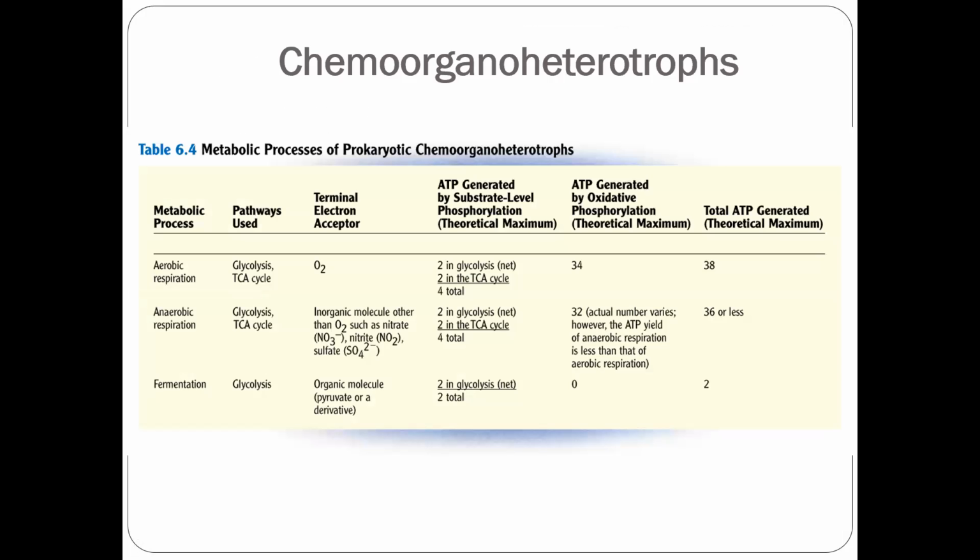This table is important. It gives you a conclusion of the energy generated through chemoorganoheterotrophs. So you can see how many ATPs they get through aerobic respiration, 38. How many through oxidative phosphorylation, 34. And how many through substrate level phosphorylation, which is 4. Anaerobic respiration, 36 or less ATP: 32 going through oxidative phosphorylation, 4 going through substrate level phosphorylation.